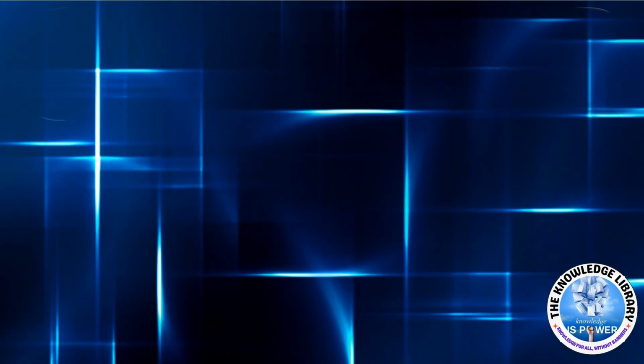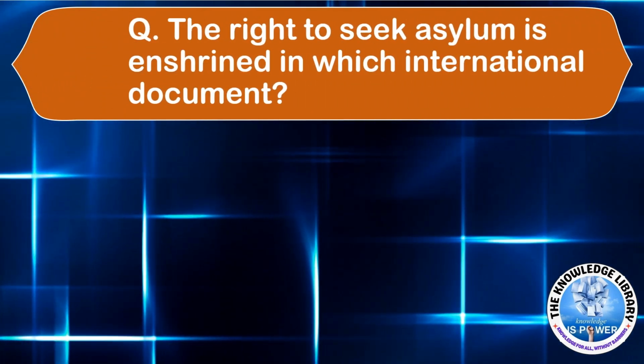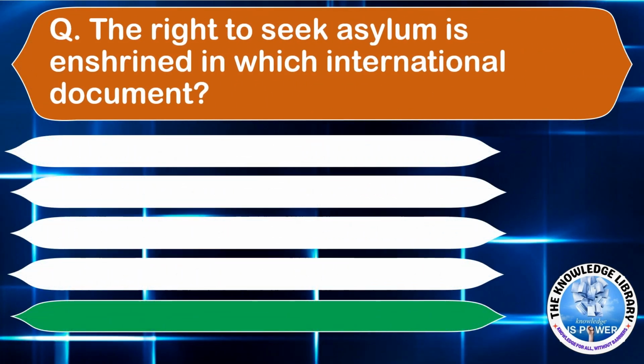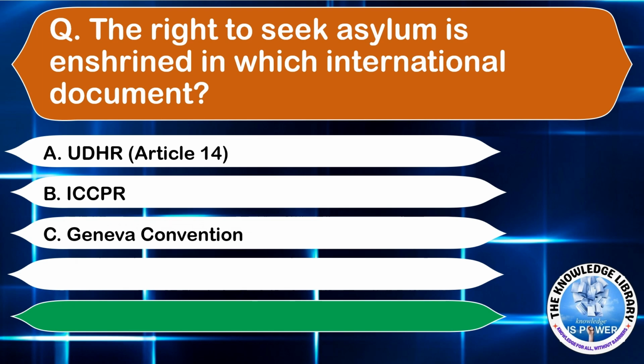Next question is, the right to seek asylum is enshrined in which international document? Option A, UDHR. Option B, ICCPR. Option C, Geneva Convention. Option D, Refugee Convention. Answer is option A, UDHR.